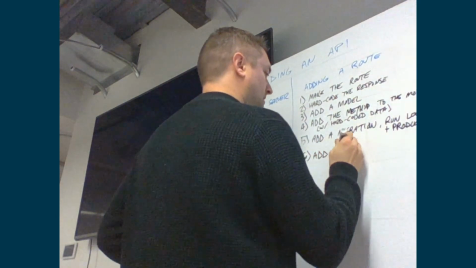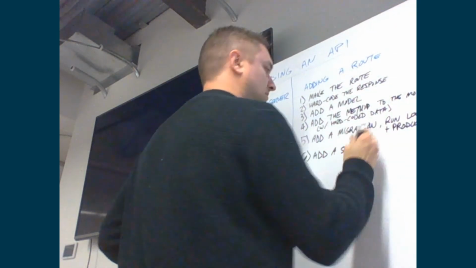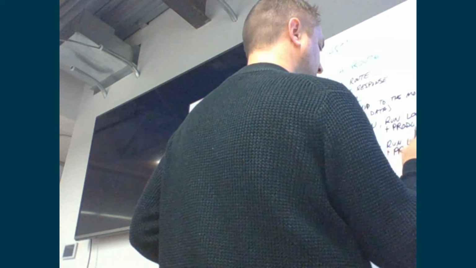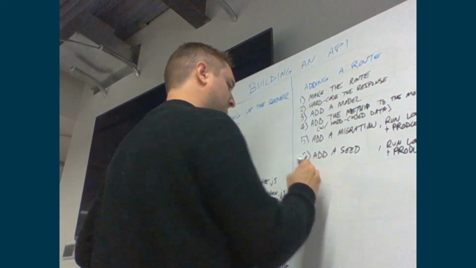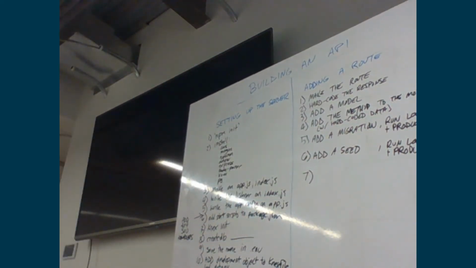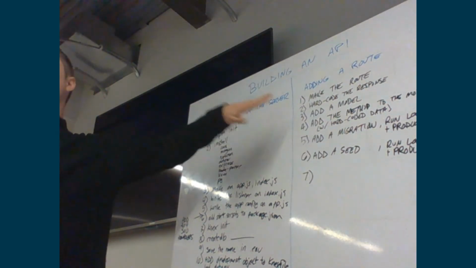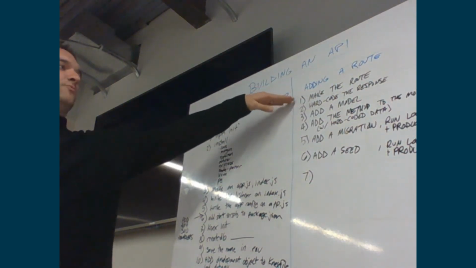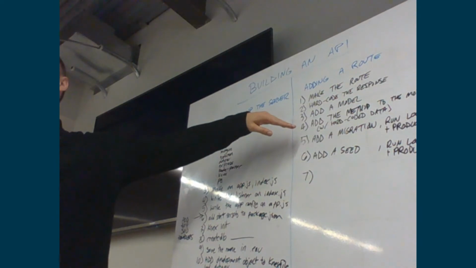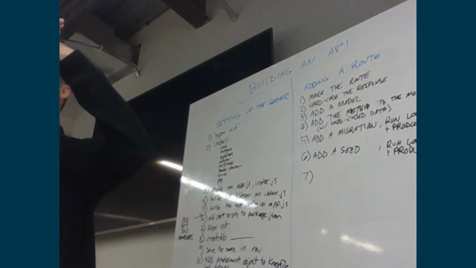Add a seed. Test data. We're going to run that locally and in production. Then what? So now we have a database with the schema and some test data. We have the route set up. We have the model set up. What do we need to do?